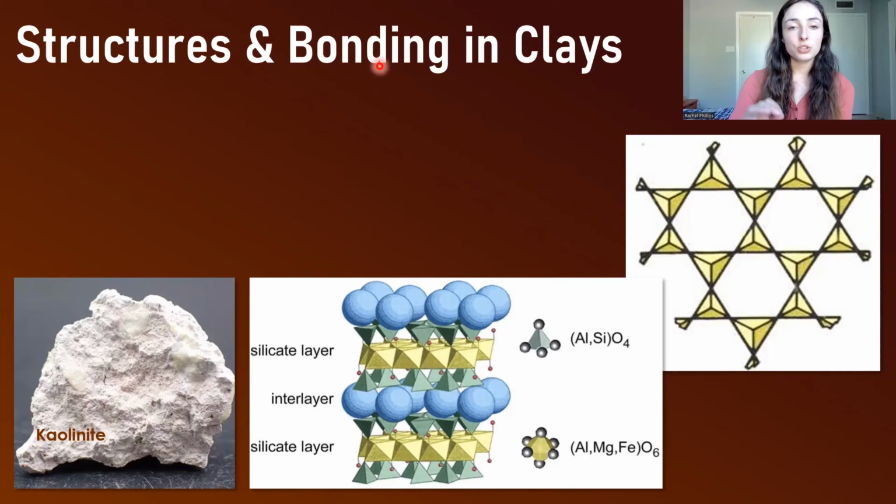So now we'll get to the structures and bonding in clays. I won't get too deep because I'm not a clay mineralogist, but I'll talk about the general layout of a clay mineral in terms of its atomic arrangement. And then we'll talk about the classification of different types of common clays, like I just mentioned in the previous slide, and I'll show their chemical formulas and all of that.